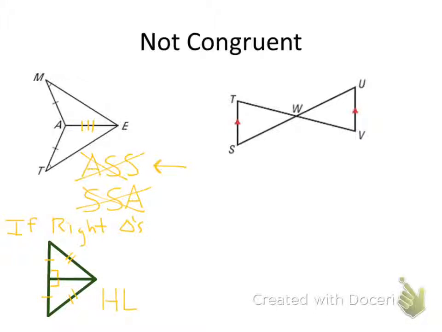So hypotenuse leg is a special case of side-side-angle where it does work, but if it's not guaranteed to be a right angle, it will not work, not be congruent. The other one we have is what we have on the right here.